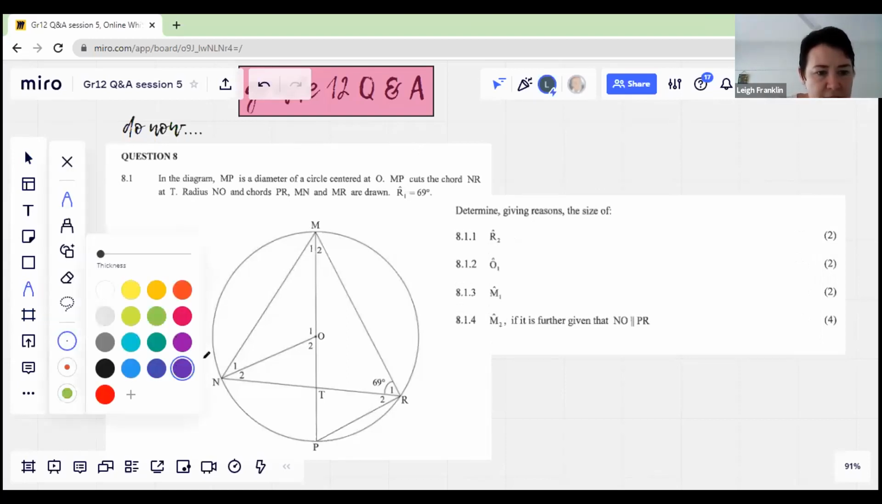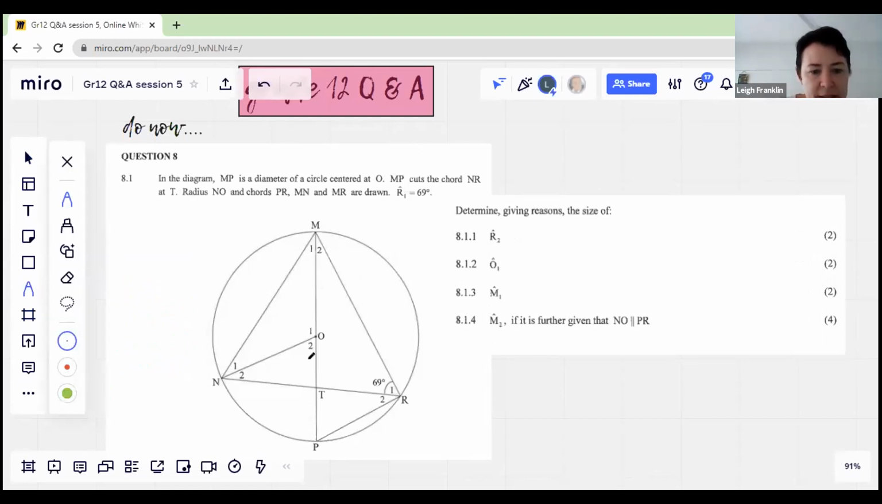Okay, so the diameter is MP. The diameter subtends a right angle at the circle. Okay, exactly. So R2 equals 21 degrees, and the reason is angle in semicircle. And here there would be 1 mark, 1 mark.